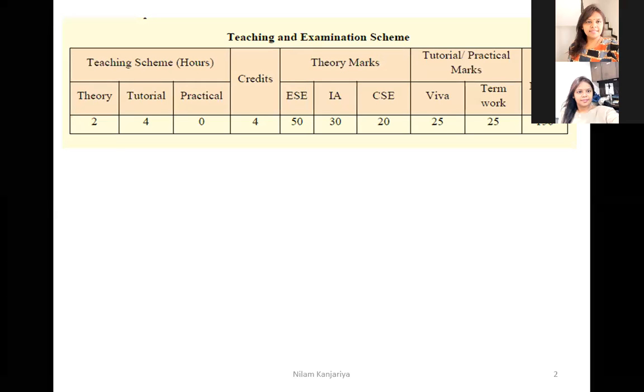The final exam is 15 marks. The mid exam is 13 marks. Rubrics are 20. Viva and term work are 50-50. Your full paper is 150 marks.